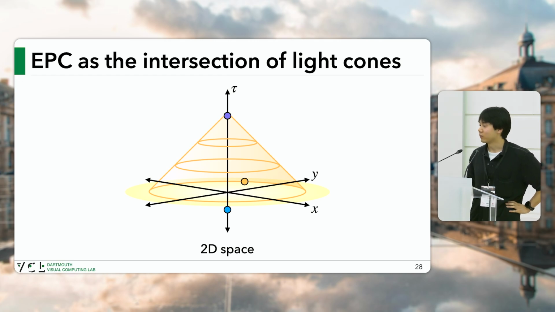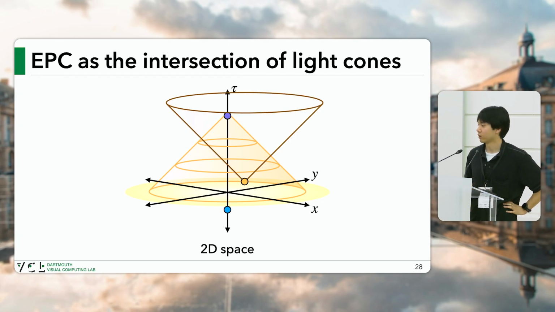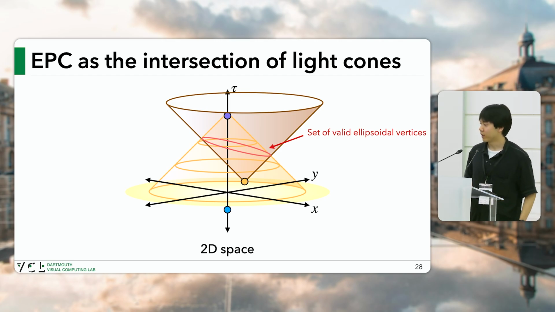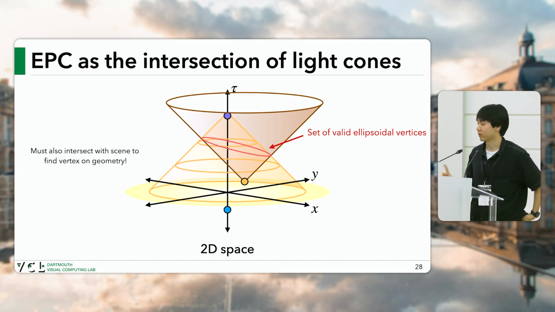So recall that EPC first samples the target travel time and then finds another vertex such that the resulting path is time valid. So given a camera and light subpath, these blue and yellow dots, we can think of it as extending the light subpath by one segment, which results in this upward light cone. And the intersection of these two light cones gives an ellipse in 2D, and this becomes our ellipsoid in 3D, and we have a derivation for this in the paper. But remember that EPC also needs to intersect this ellipsoid with scene geometry to find a valid vertex in the scene, which is where its cost comes from.